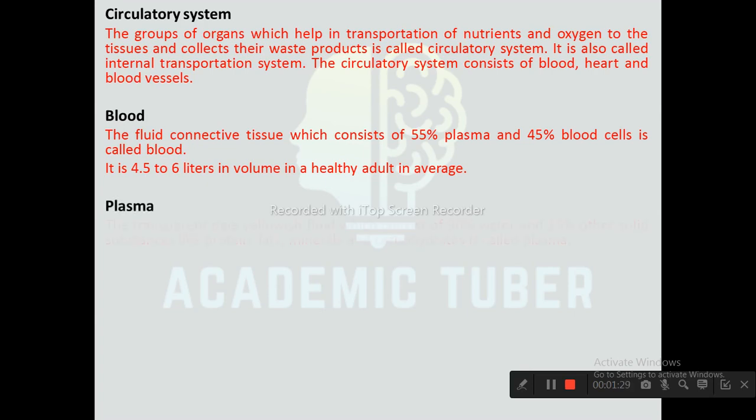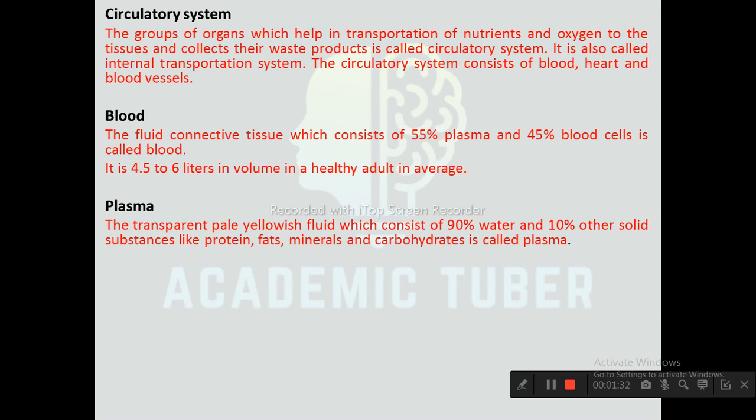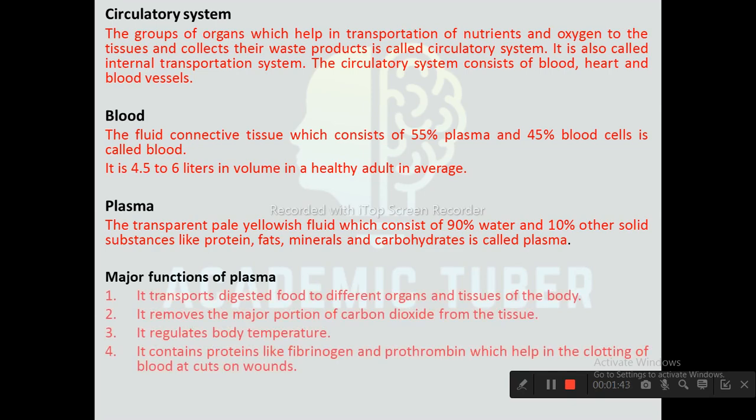Plasma. The transparent pale yellowish fluid, which consists of 90% water and 10% other solid substances like protein, fats, minerals, and carbohydrates, is called plasma. The major functions of plasma are: it transports digested food to different organs and tissues of the body, it removes the major portion of carbon dioxide from the tissue, and it regulates body temperature. It contains proteins like fibrinogen and prothrombin, which help in the clotting of blood at cuts or wounds.